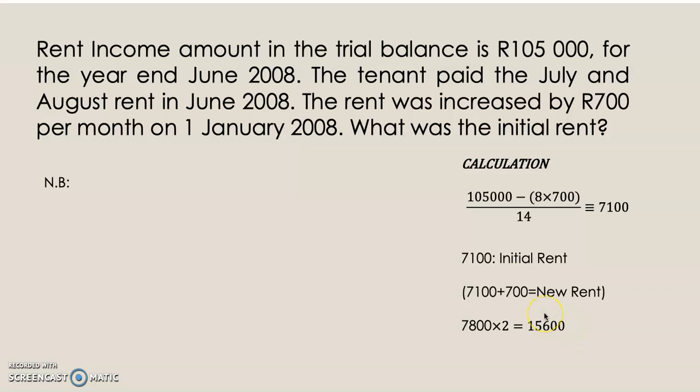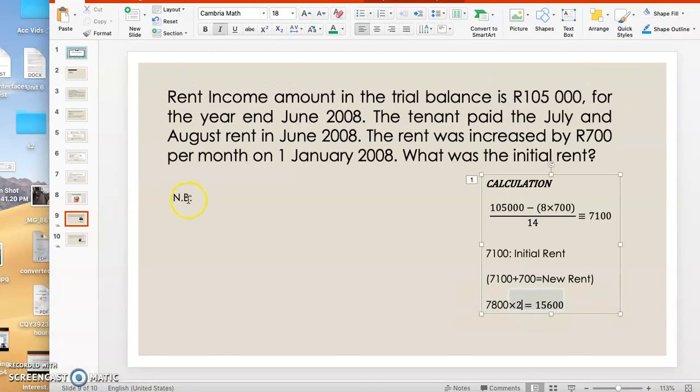Like I said, there are different ways of doing this. My way is not the only way at all. This is not the right way. This is just one of the ways to do it. You can also make rent X and say 6X plus 8 into X plus 700, and then do the whole equation, and that's not wrong, so that's okay.